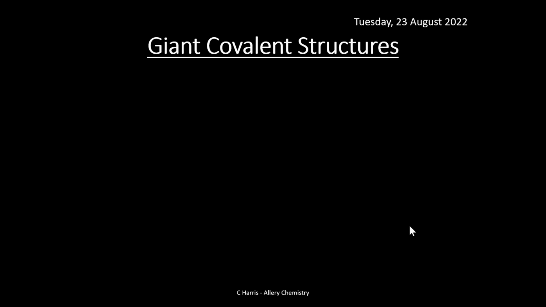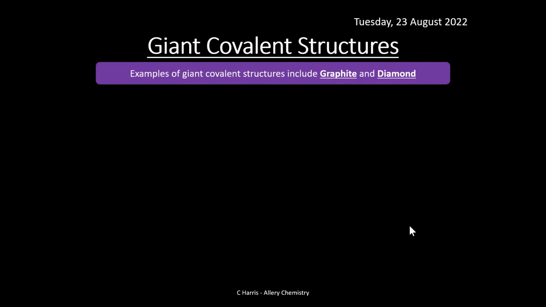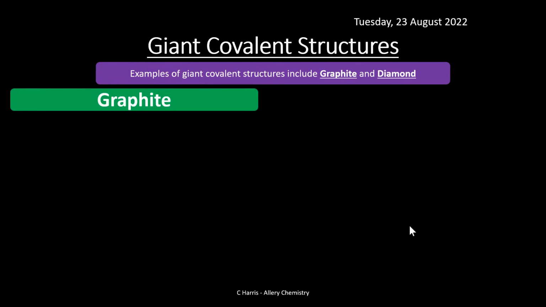Okay, so giant covalent structures. Obviously, we looked at covalent structures just before then. Some of them were what we call simple covalent, so they were just small molecules. But you can get giant covalent structures, a bit like what you had with giant ionic as well. So, giant covalent structures, some classic examples include graphite and diamond.